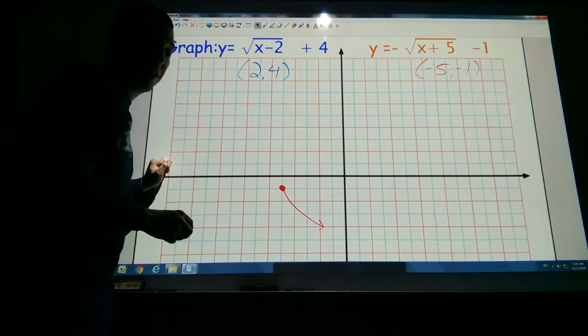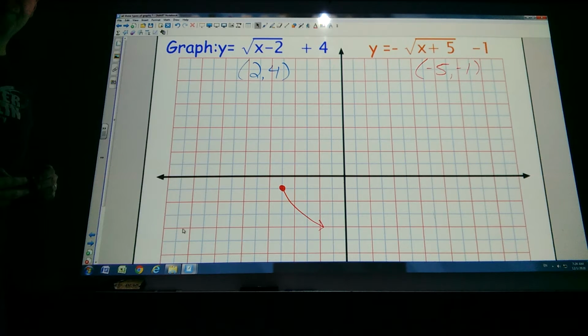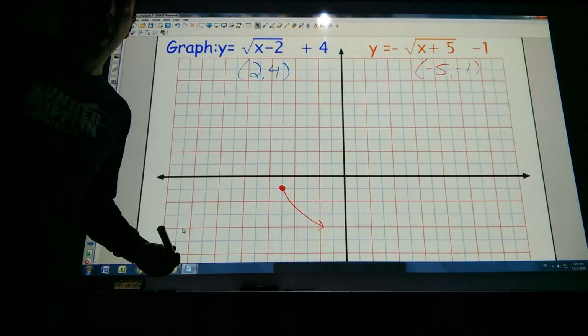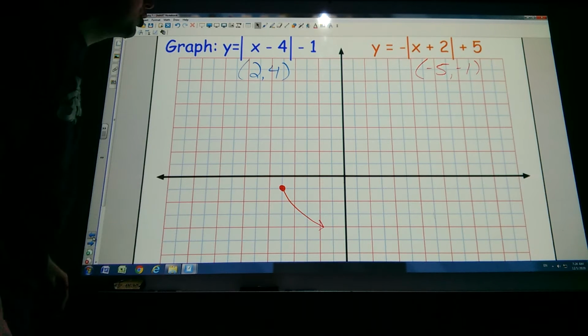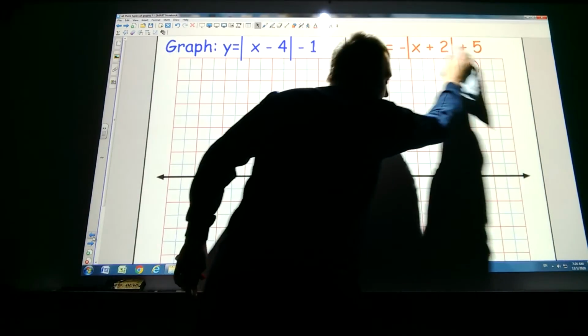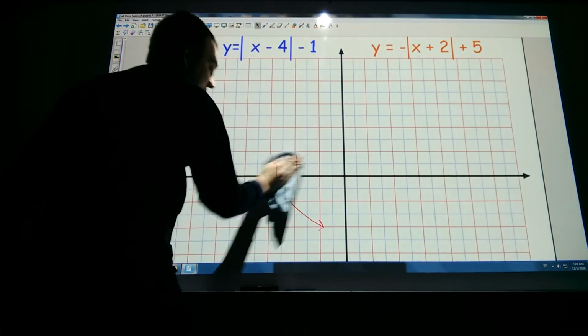So it looks something like that. So that's a square root graph. Let's move on to our next one. This is absolute value graphs. And again, I could talk way more about it, but I'm just trying to give you the basics.